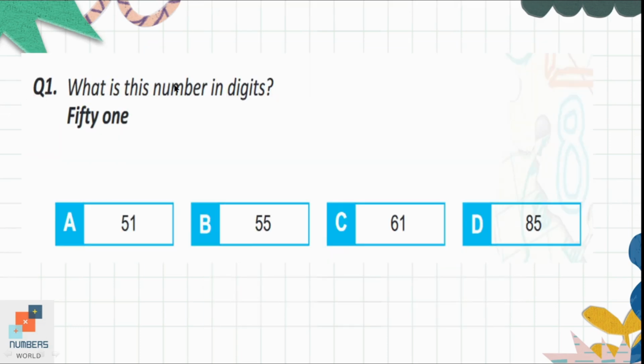Question number 1. What is this number in digits? 51. So we know in 51, 5 is at tens place and 1 is at units place. So if we look at all our options, option A is the correct one.